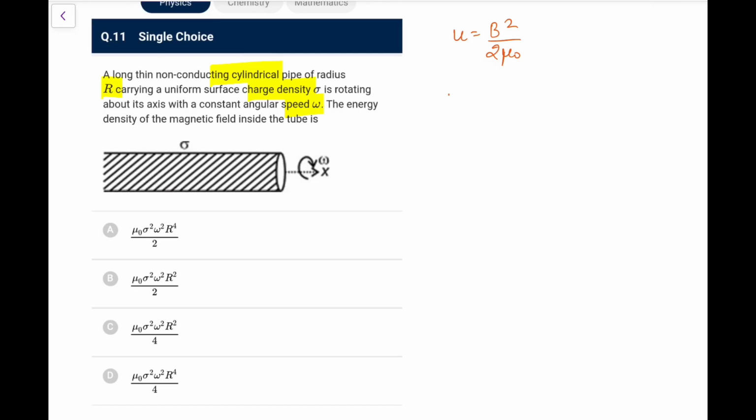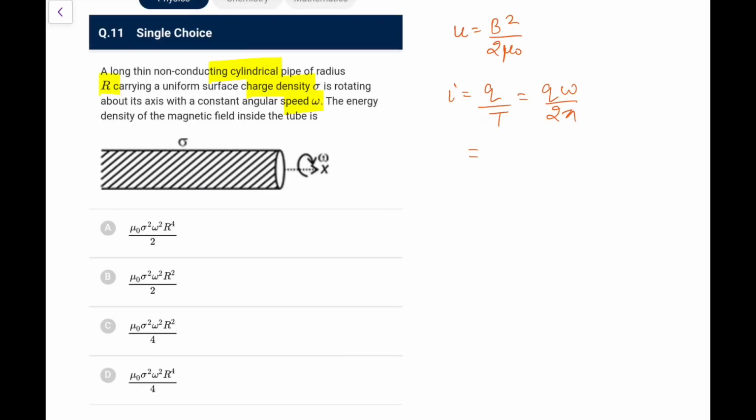First of all, the current is equal to what we typically write, Q by T. T is 2 pi by omega. So this is Q omega by 2 pi. And what is Q? Now I am interested in the nI thing, and this nI, if I have to write, is current per unit length. So I can write this as charge per unit length into omega by 2 pi. That will work for me.